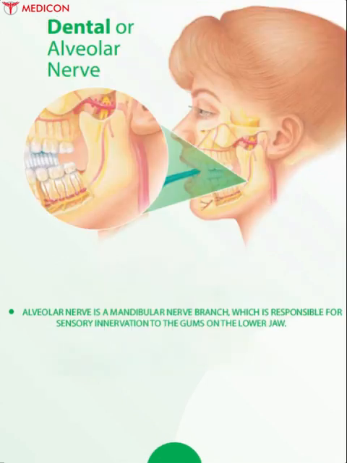Alveolar nerve. The alveolar nerve is a mandibular nerve branch which is responsible for sensory innervation to the gums, that is gingiva, on the lower jaw.